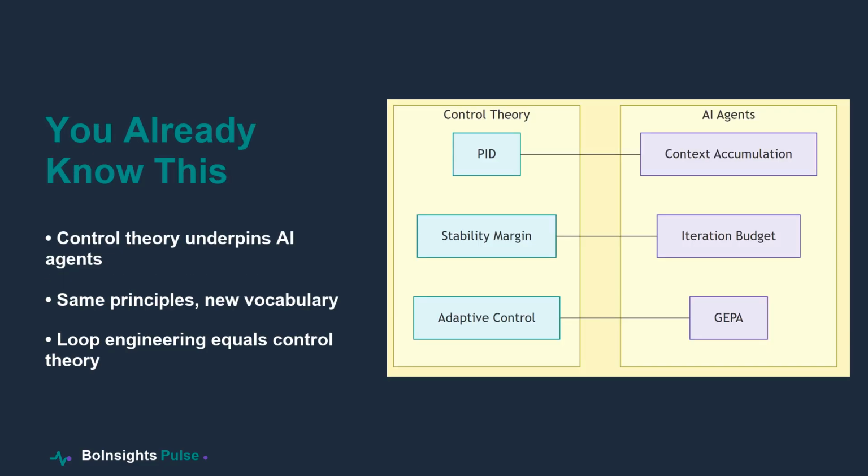If you studied control engineering, you already understand the core principles of building reliable AI agents. Stability margins, integral windup, completion criteria, timescale separation, they all map directly. The vocabulary changed, but the architecture endured. You know more than you think. Loop engineering is just control theory wearing a new name.